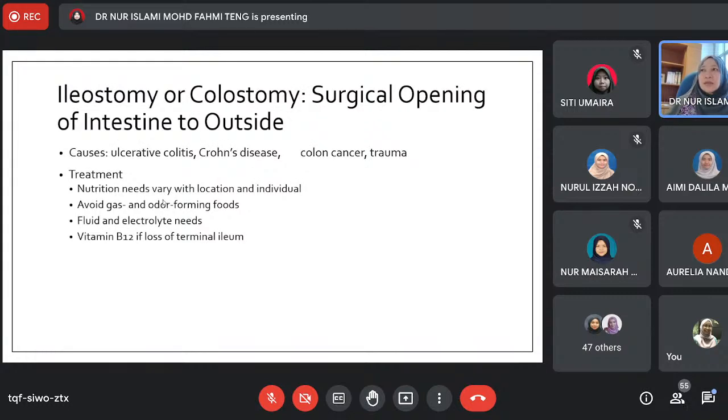Next is ileostomy or colostomy, which is the surgical opening of the intestine to the outside. It can be caused by ulcerative colitis, Crohn's disease, colon cancer, or trauma. So this is all the treatment. The nutrition needs vary with location and individual. So we avoid gas and odor forming foods. We assess fluids and vitamin B12 if there is loss of terminal ileum. Okay. So you know apa itu colostomy.